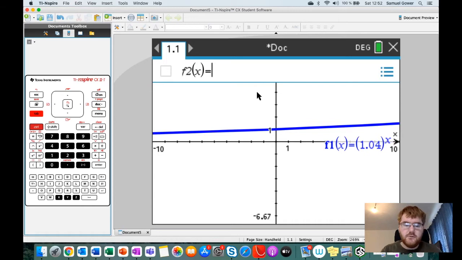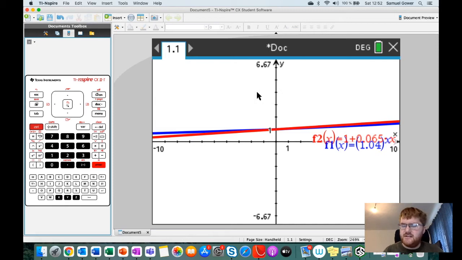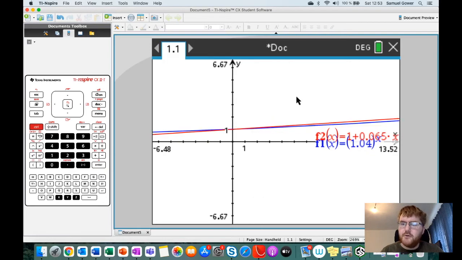So Bank A's model was 1 plus 0.065x. And notice we get two functions on the board. Now notice they both start at the same point, so they both start at 1. And what we want to find is when actually the blue model becomes bigger than the red model in this case. And notice we can't see that directly. There's a couple of ways we can fix this.